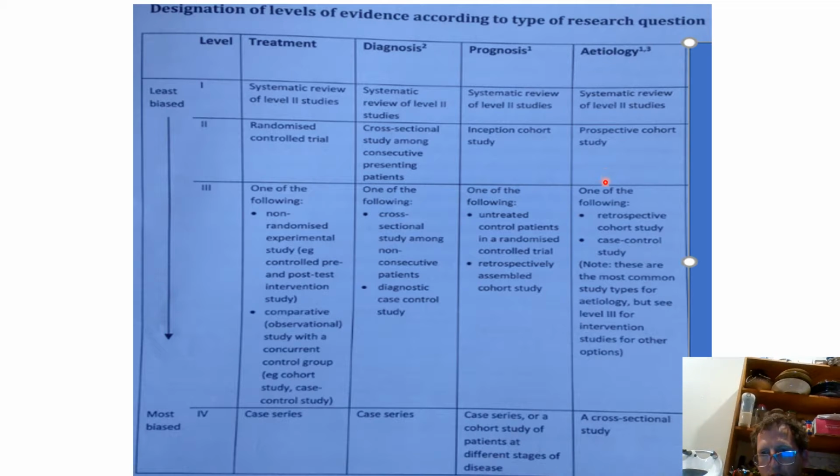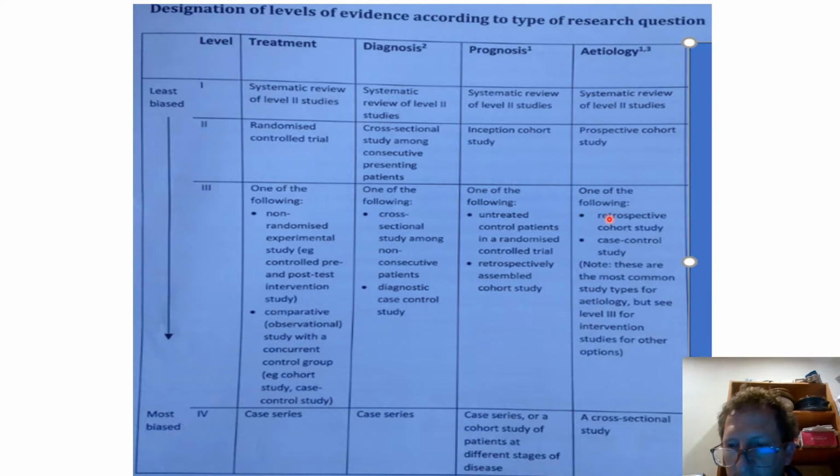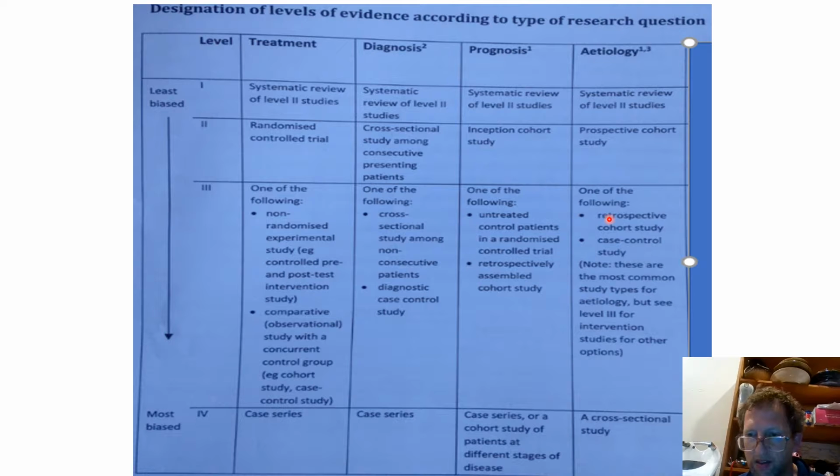It's a cohort study. Now there's prospective cohort and retrospective cohort. With this one, they retrospectively collected the information. They did the study in 2016, went back, so it's a retrospective cohort study, so it's level 3 evidence.